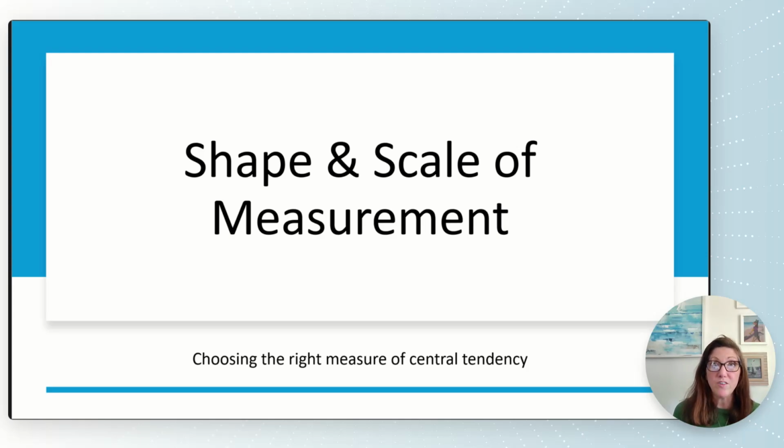In this video, we're going to continue with our review. We want to talk about the shape of distribution and the scale of measurement, and how this information informs our decision on what is the best measure of central tendency. What is appropriate to describe the center of our data based on shape and scale of measurement?